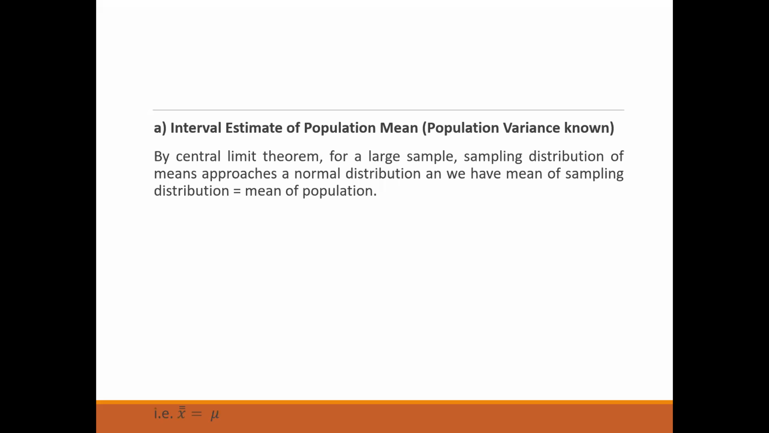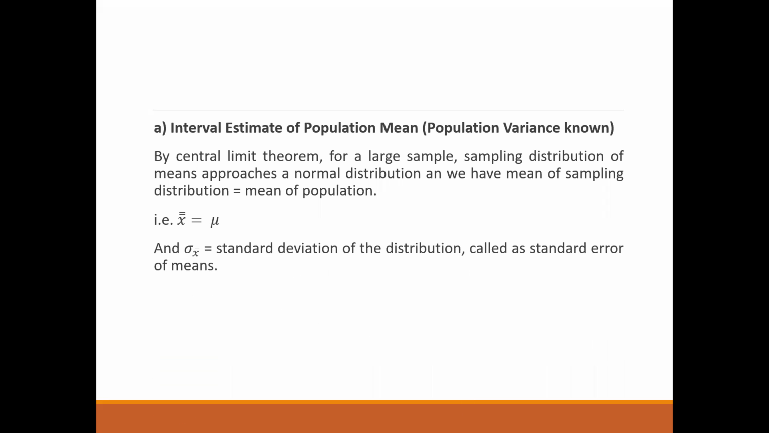Clear? So we can write this as x double bar equal to mu, and we can write the standard deviation of the distribution as sigma x bar. It is called the standard error of means. So these two things are important: x double bar equal to mu, and sigma x bar is your standard error of mean.